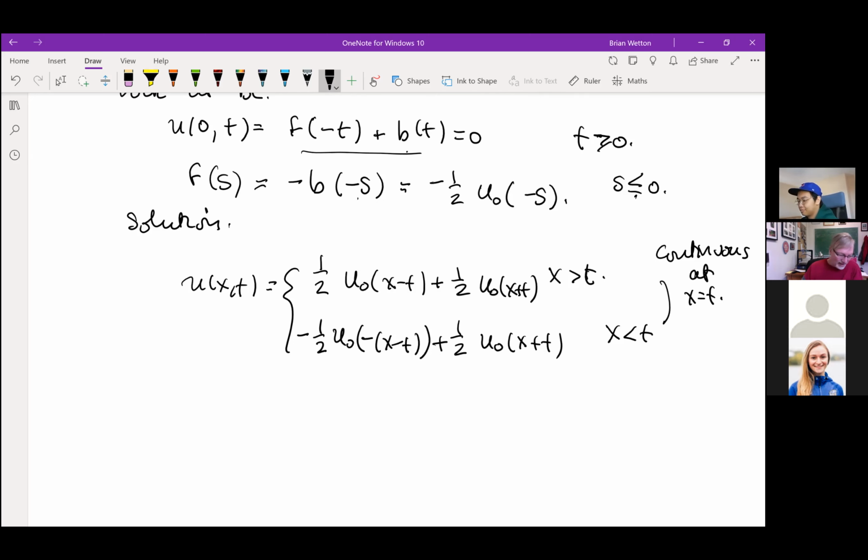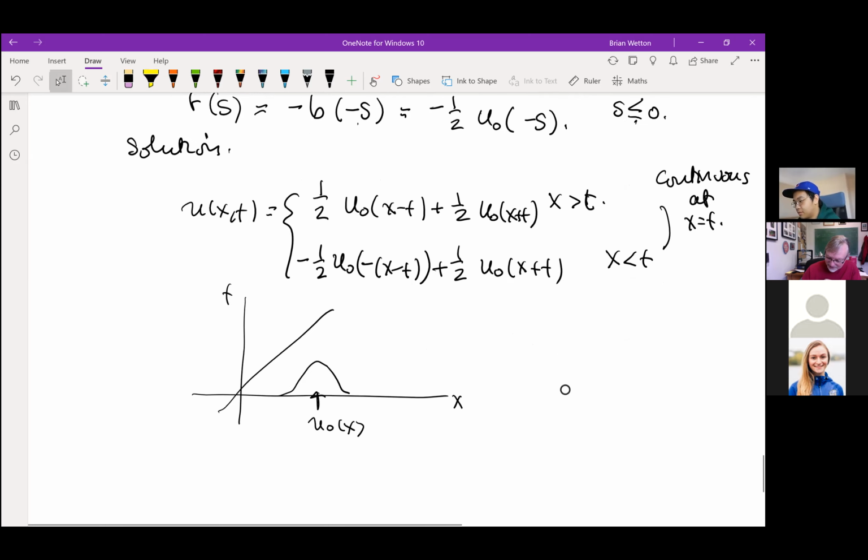Okay, so there's an interpretation. If I had a bump that was here, this is the x and t, and I'm overlaying this plot with u0 of x. So you know the game that happens: these initial conditions break up into two pieces. One goes forward, one goes backwards.